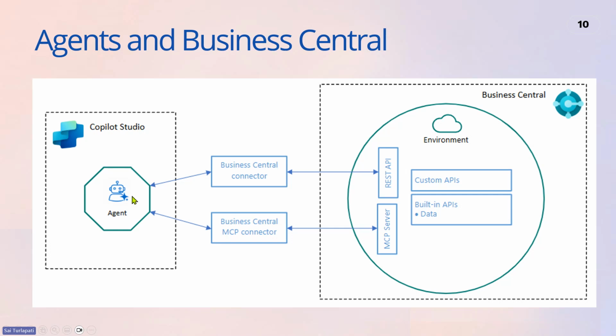Let's say, Agent X. This Agent X can connect to Business Central right now in two different ways. One is the standard way, how it worked before AI came, using the connector. The connector is generally one way, in the sense that it will not store the context, like in ChatGPT, where we have the context.